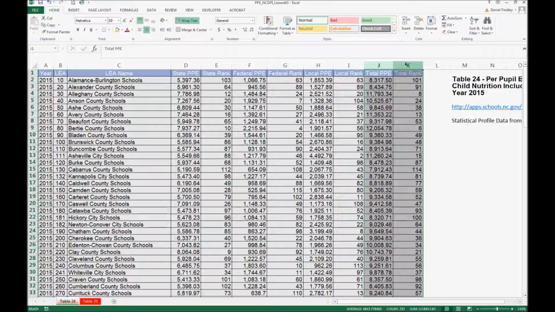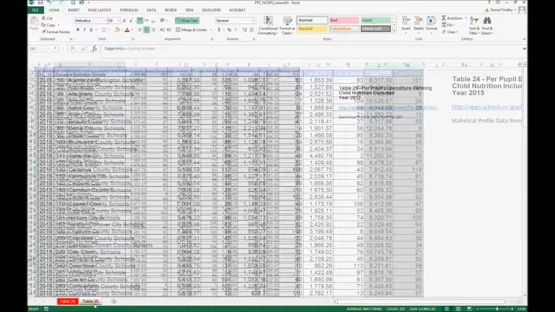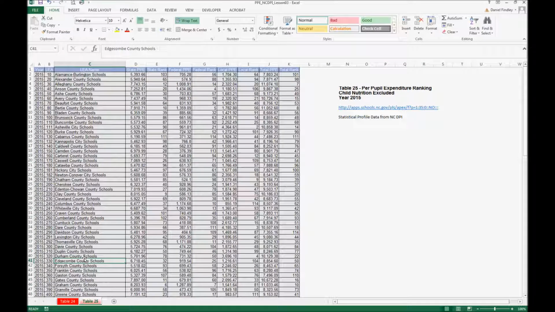And again, table 24 and 25 have the exact same layout, and contain very similar information. The only difference that you'll see is that child nutrition is excluded in table 25 and included in table 24.